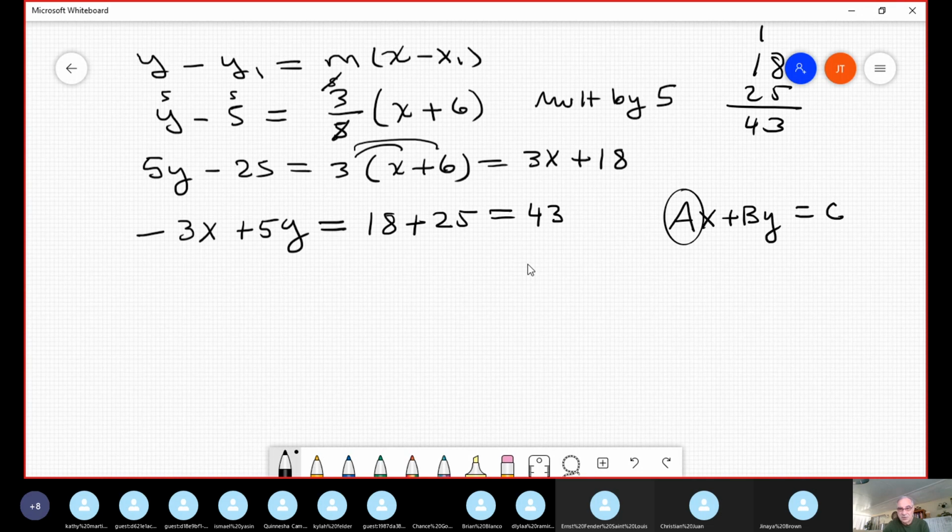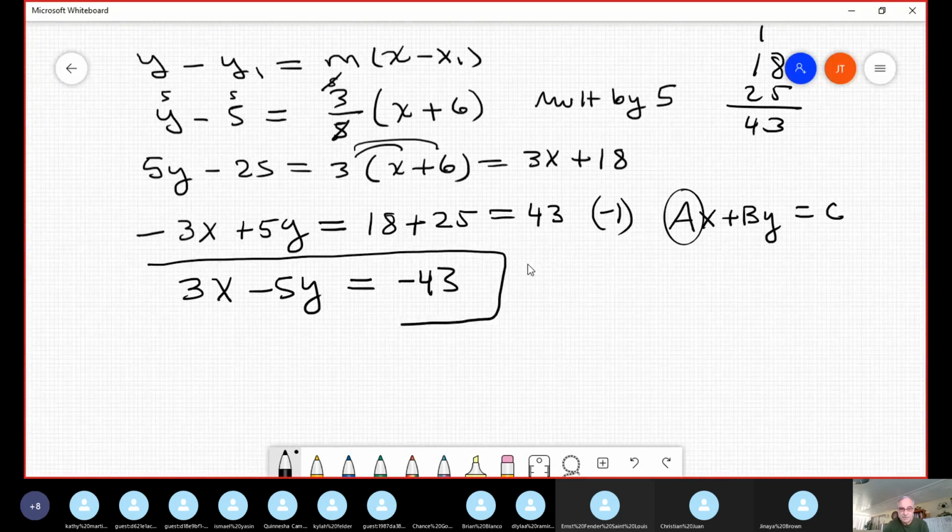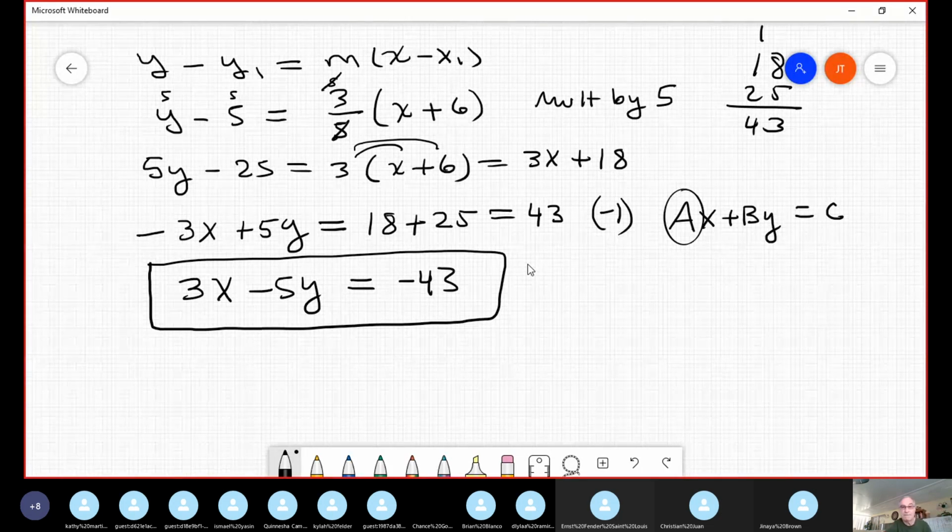It's easy to solve the problem. You multiply the entire equation by negative 1 and change the sign. This is 3x minus 5y equals negative 43. Let's suppose we get the final. Option B, no? Option B.